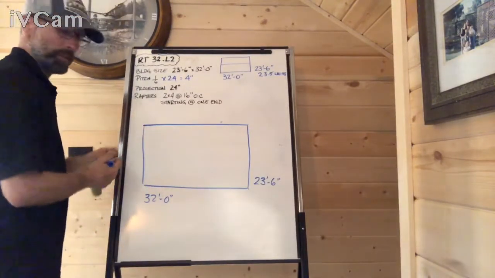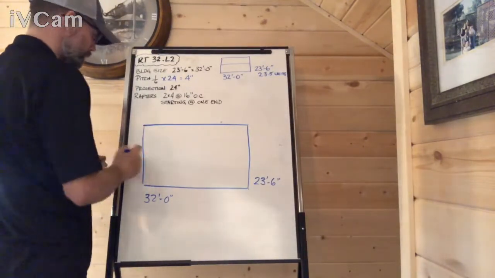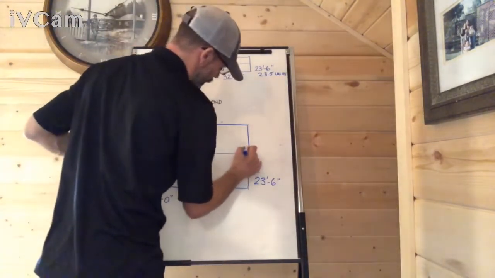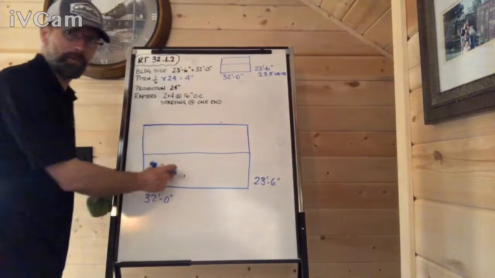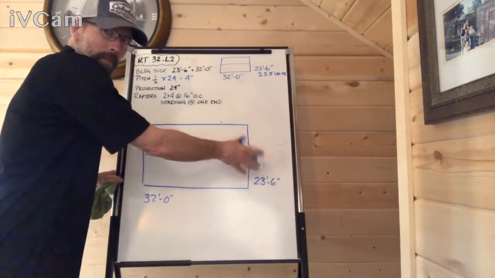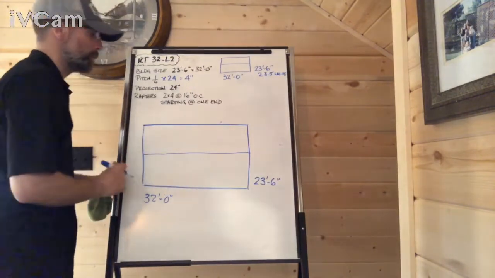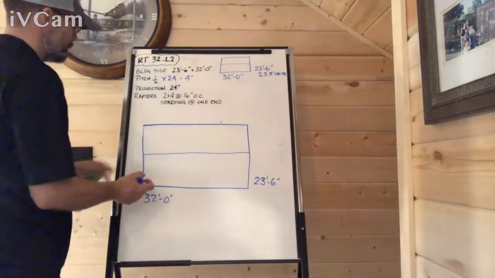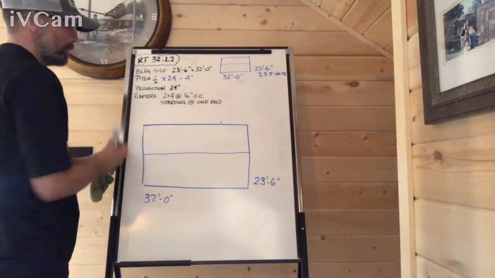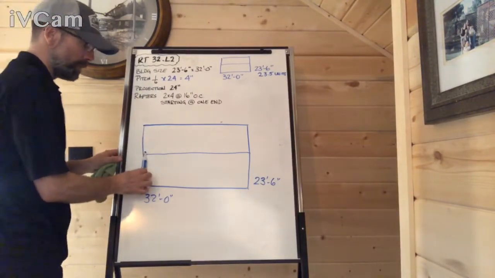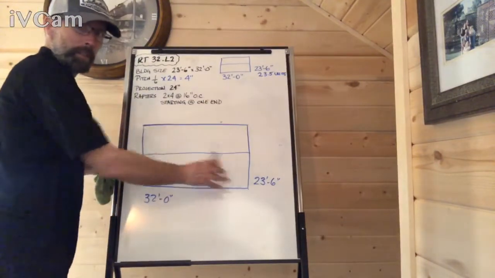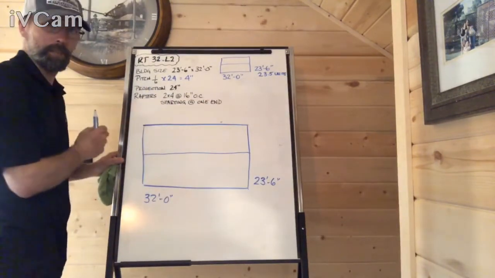Rafters, 2x4s starting at one end. I'm going to draw my ridge board in. If I don't draw my ridge board in, I might forget that there's rafters on both sides of this roof. Right now I'm going to calculate one side, but there are two sides to this roof, so we've got to remember that. They're starting here and going to here. This is just the framing, remember. This has nothing to do with the projection as of yet.